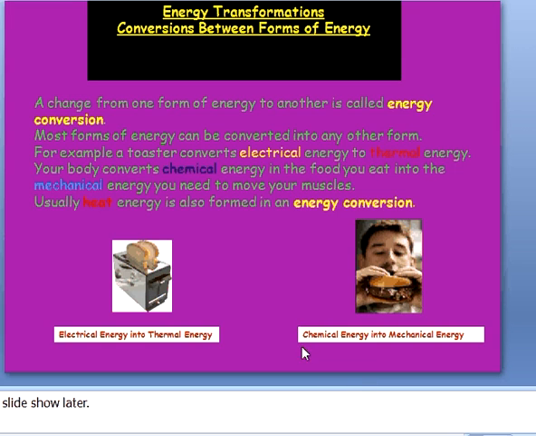Now here, chemical energy, remember we talked about the chemical energy in food. And so our body will actually convert or change that chemical energy in the food you eat into mechanical energy, which is the moving parts. Remember, so our arms, our legs, everything's moving. So there's a great example of chemical energy being changed into mechanical energy.